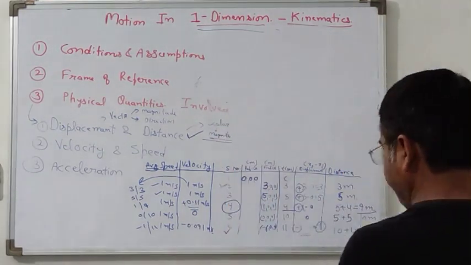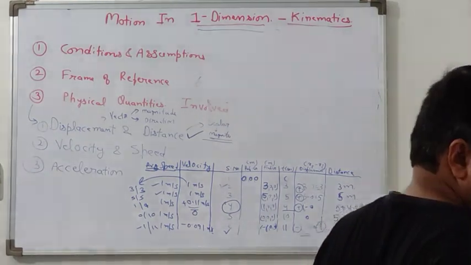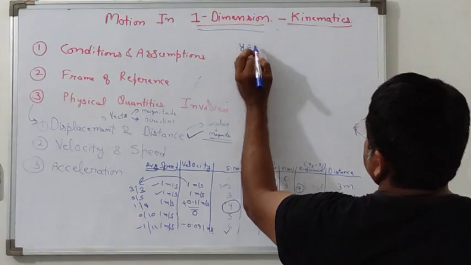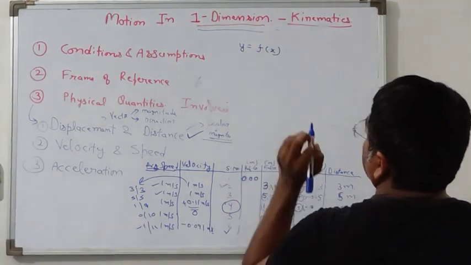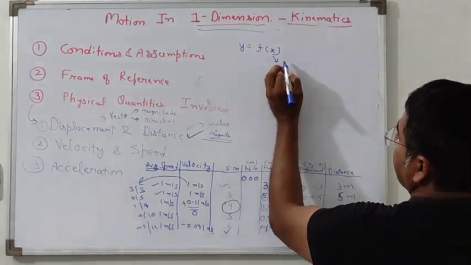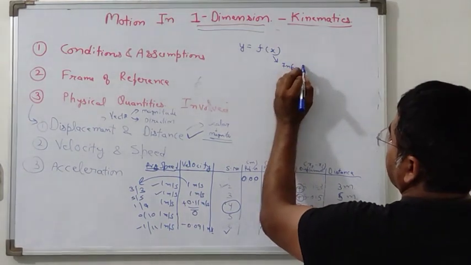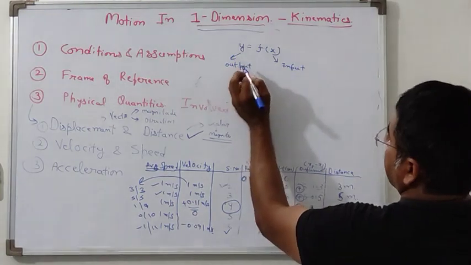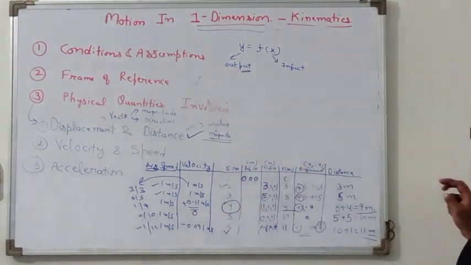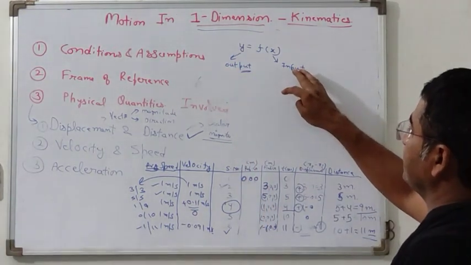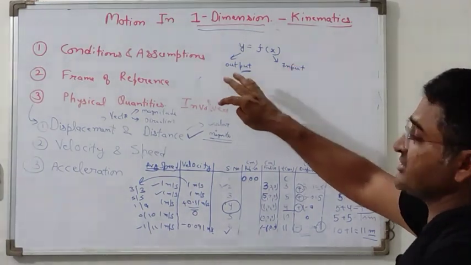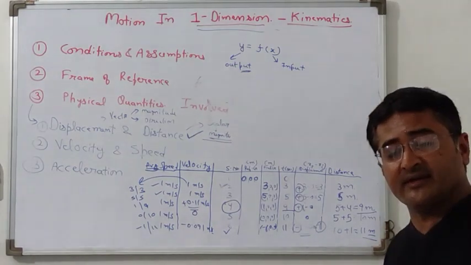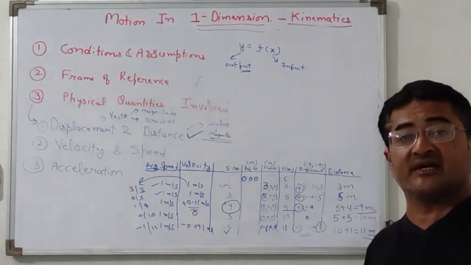A general definition of a function says y is equal to f(x), where x is the input and y is the output. So it's a relation between inputs where each input corresponds to a particular output. You might have learned coordinate geometry, and in that you have learned about straight lines.